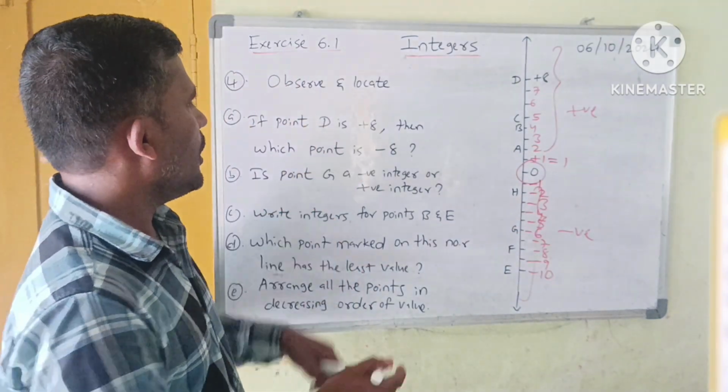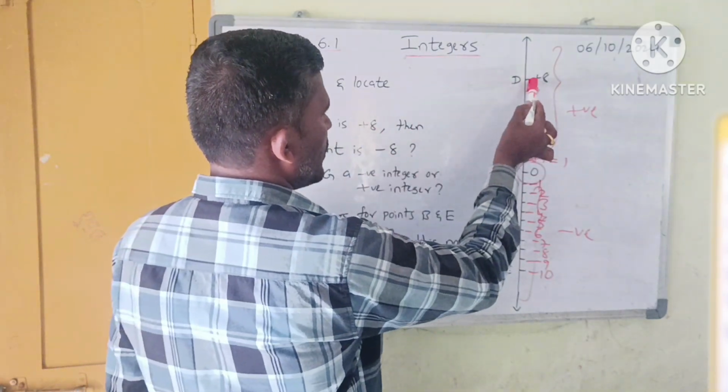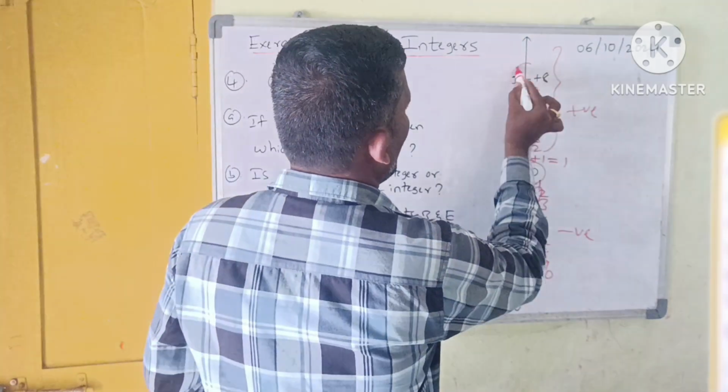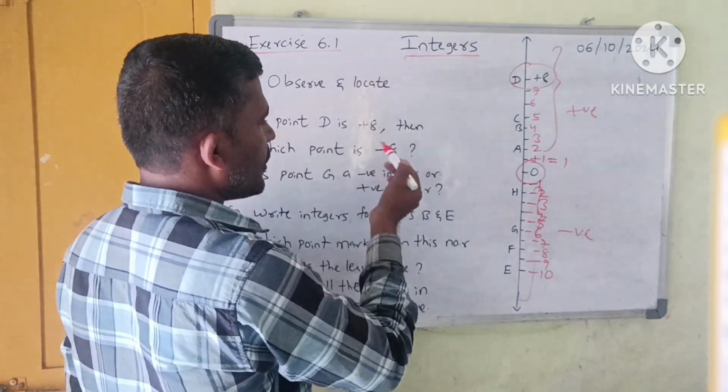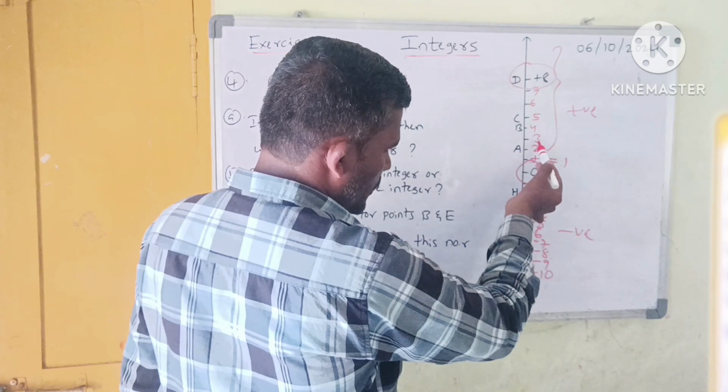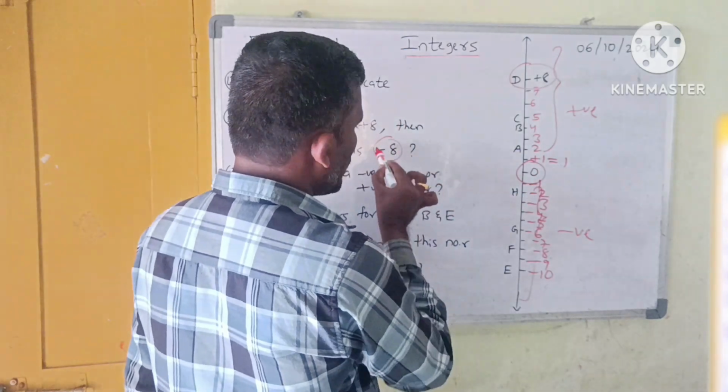What else here? If point B is positive 8, then which point is minus 8? So minus 8 is a negative integer.